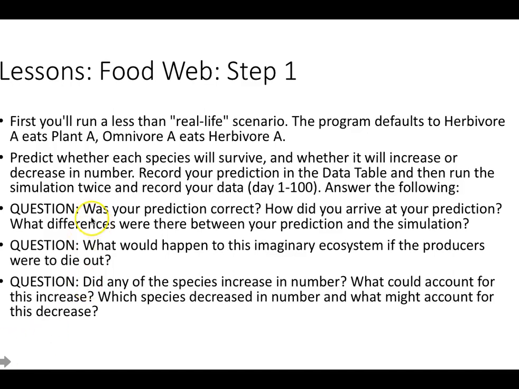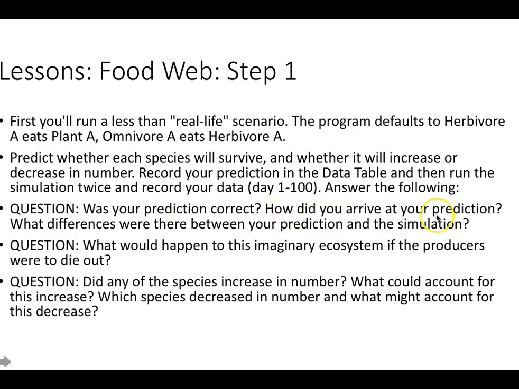So it asks you to predict. If you have a predator that's an omnivore that's going to be eating the herbivore that's going to be eating the grasses, can you now make a ballpark prediction of what's going to be happening? And again, run it twice, hit reset, and then record the data. From that, was your prediction correct? Yes or no. You're not going to get marked off if it wasn't correct.